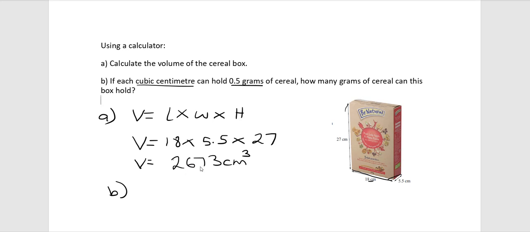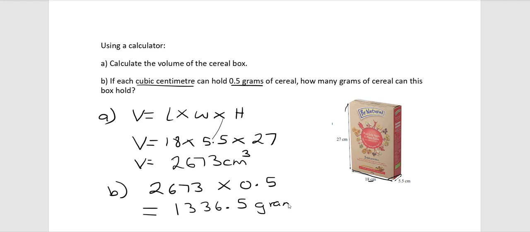So all I've got to do is go, okay, 2,673, that's how many centimeter cubes I have, and each one can hold 0.5. I just multiply it by 0.5. So what I'm really doing is finding half of this number, but you can just put it into your calculator. So you should have gotten 1,336.5 grams. Okay, so if you want to write a final statement, you can as well. So this box can hold 1,336.5 grams.